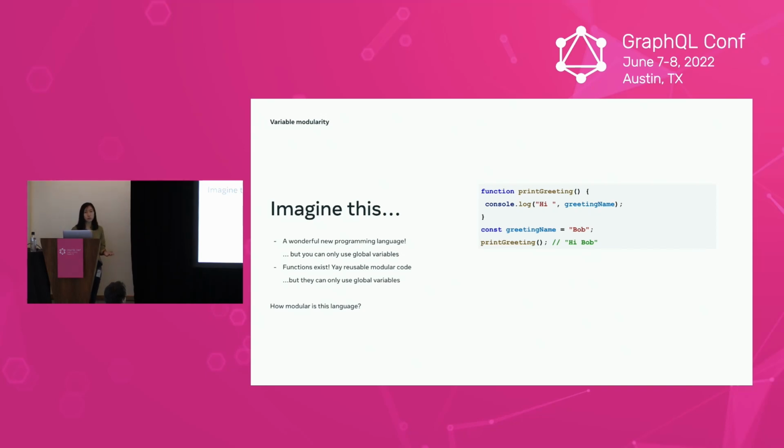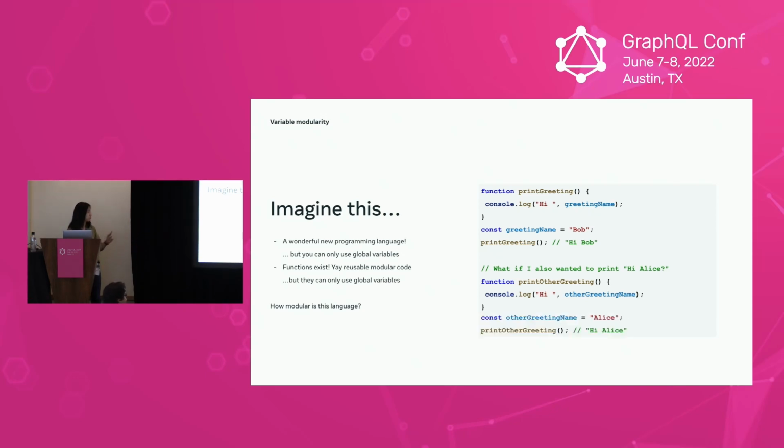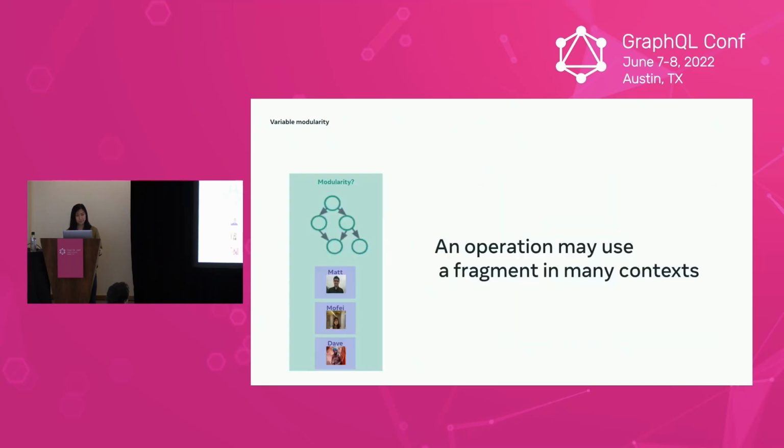But what if I wanted to greet Alice within the same application? Okay, I can't change printGreeting. I can't call it with different parameters. Let me copy and paste that, copy and paste the variable name and just change both of those. Introduce a new global variable called otherGreetingName. It's similar to greetingName, but not the same. And finally, I can print both hi Bob and hi Alice within the same application.